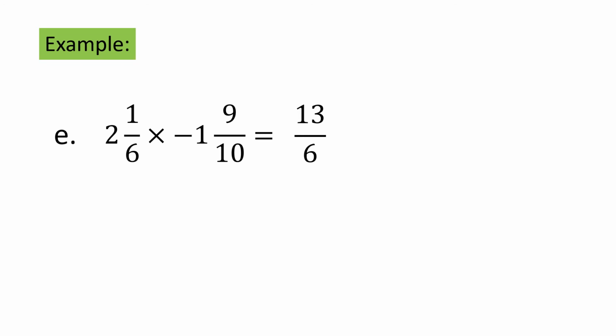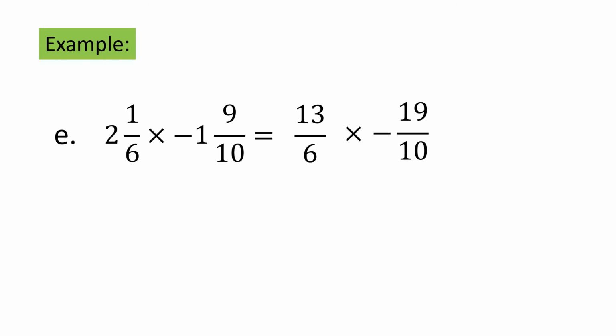And then kinopya lang natin yung 6 times the improper fraction of negative 1 and 9 over 10. So therefore, magkakaroon tayo ng negative 19 over 10. So yun ay 10 times 1 plus 9, kaya nakuha yung 19, and then kinopya lang yung 10. Negative 19 over 10 kasi negative 1 and 9 over 10 yung original fraction.